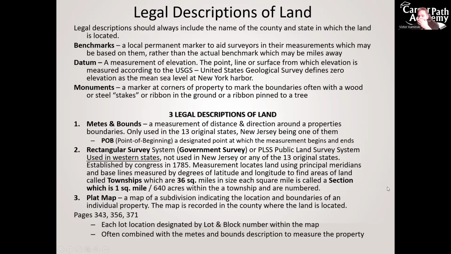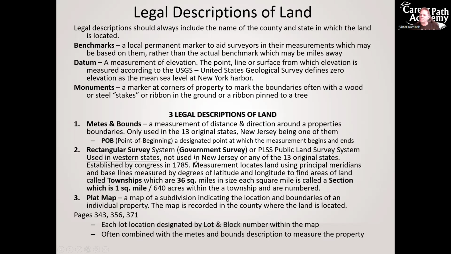Okay. And then I hammered this out with you guys too. The metes and bounds legal description is only used in the 13 original states. Its measurement begins and ends at a definite designated point called the point of beginning. And so you do that measurement starting at the point of beginning, moving in a certain direction for a certain distance, all the way around the property until you close the loop. It begins and ends at the point of beginning, or commences and ends at the point of beginning.